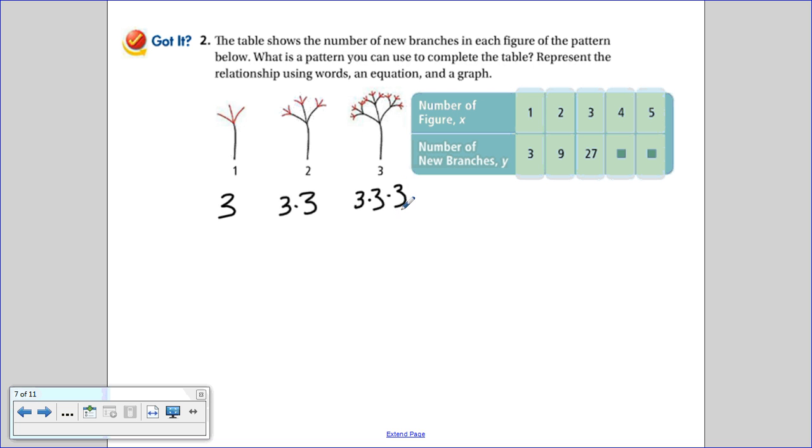So what's our pattern? We're just taking 3 to the, here it's 3 to the first, here it's 3 squared, here it's 3 to the third. So our pattern is 3 to the x. So this one would be 3 to the fourth. And 27 times 3 is 81, and 3 to the 5th is 243.